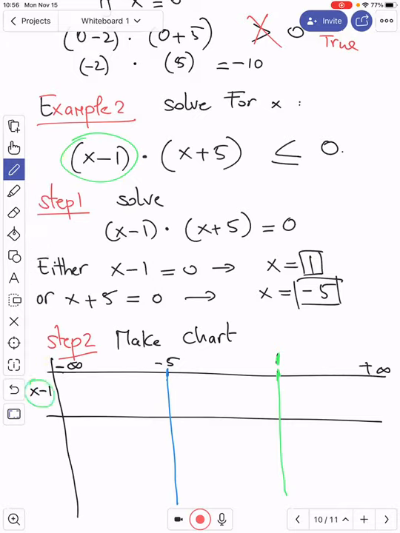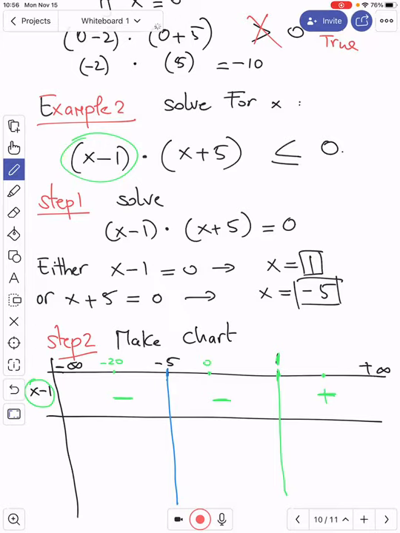So for x - 1, if you are on the right side of +1, x - 1 is going to be positive. If you pick a number on the right side of 1, for example 10, 10 - 1 would be positive. And if you pick a number on the left of 1, like 0 or -20, then x - 1 would be negative. So on the right side of your solution it's going to be positive, and on the left side of your solution, it's going to be negative.